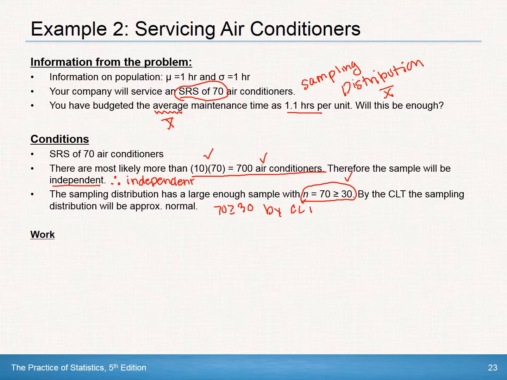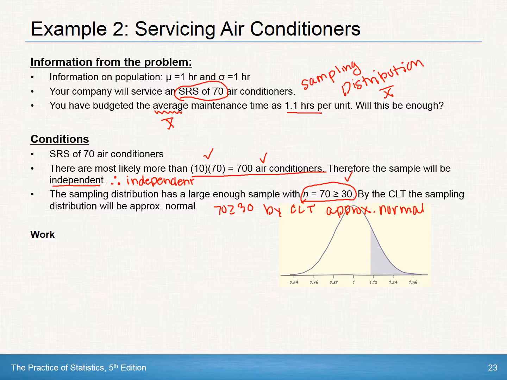You could also just write it as 70 is greater than or equal to 30. Okay, so by the CLT, or the central limit theorem, it's approximately normal. Okay, that's also fine. Okay, but that's the important information that you have to include. All right, so what work do I need to show?